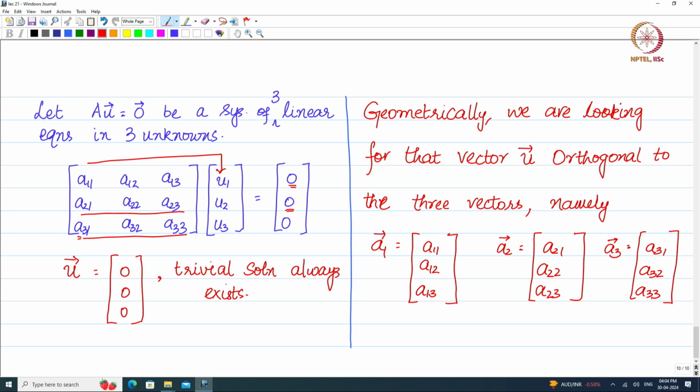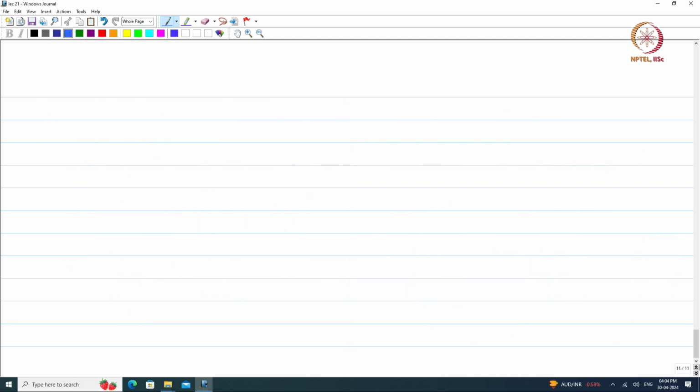If we write the system of equations as such, a11 u1 plus a12 u2 plus a13 u3 is equal to 0, it simply boils down to saying, look, we want that vector such that a1 dot the u vector is 0, a2 dot the u vector is 0, and the dot product of a3 with the u vector is 0, which means we are looking for that vector which is orthogonal to all three of them simultaneously.